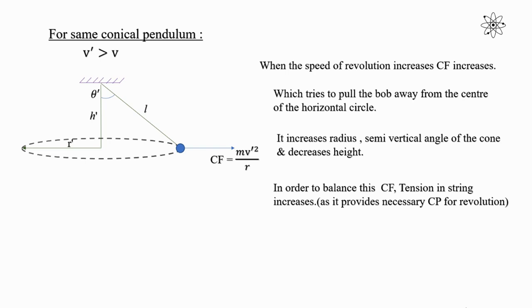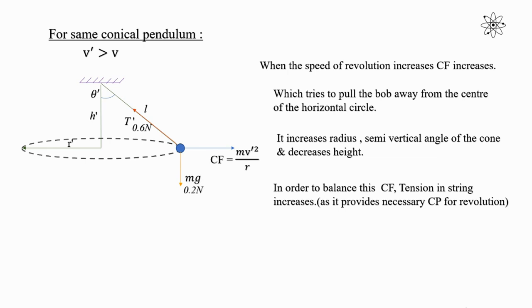Now, in order to balance this centrifugal force, tension in the string increases because the tension in the string provides the necessary centripetal force for the circular motion. So here you can see, student, the magnitude of the tension is increased. Now let's suppose this magnitude of tension is 0.6 Newton.